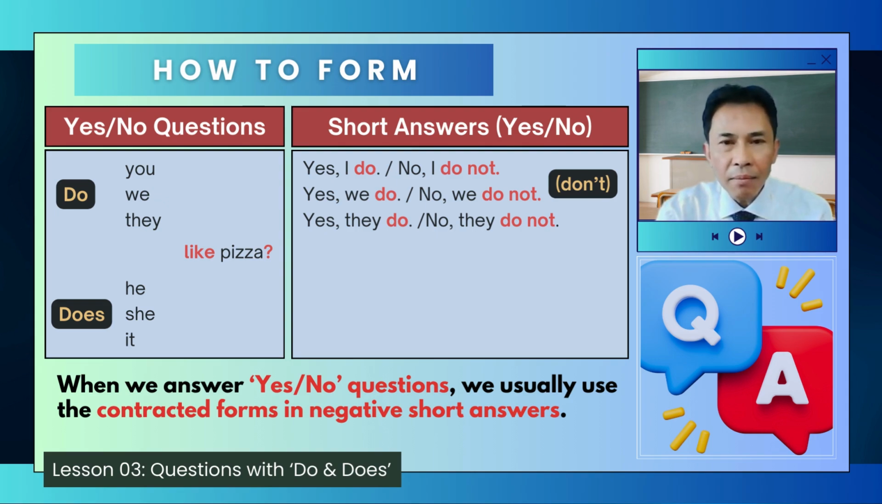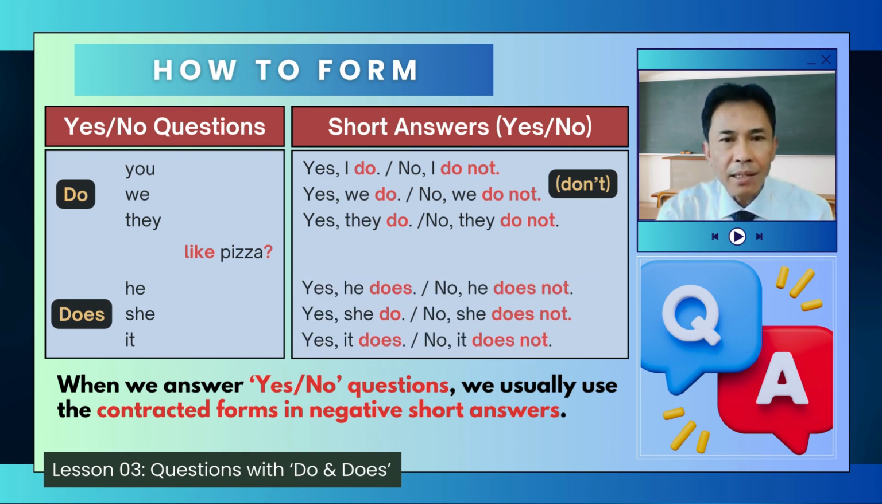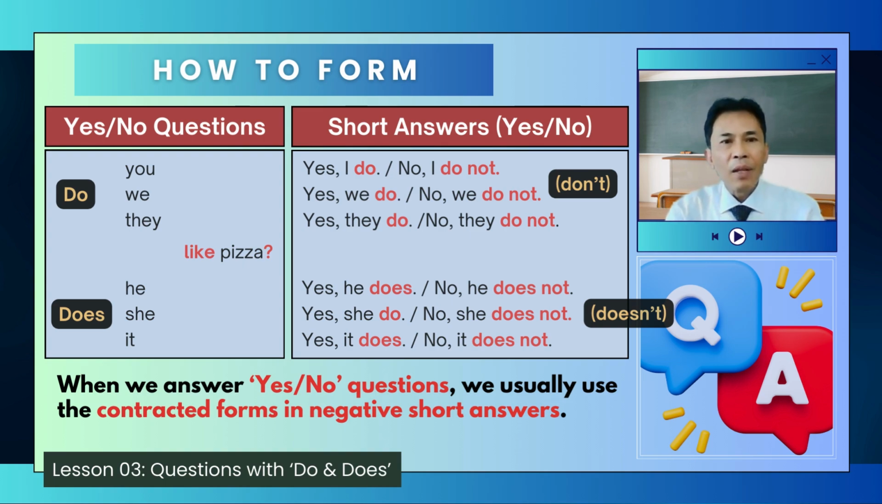Do we like pizza? Yes, we do. No, we don't. Do they like pizza? Yes, they do. No, they don't. Does he like pizza? Yes, he does. Or no, he doesn't. Does she like pizza? Yes, she does. No, she doesn't. Does it like pizza? Yes, it does. No, it doesn't. Now, that's how we answer yes no questions in the simple present tense.